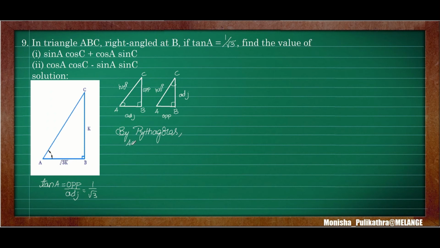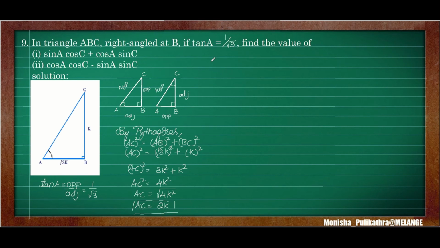By Pythagoras, hypotenuse square, that is AC square, is equal to the sum of the squares on the other two sides, that is AB square plus BC square. So AC square is equal to AB is root 3k whole square plus BC is k whole square. So AC square is equal to, here root and square cancel, so 3k square plus k square. So AC square is equal to 4k square. So AC is equal to square root of 4k square, that is AC is equal to 2k. So the value of the hypotenuse will become 2k.